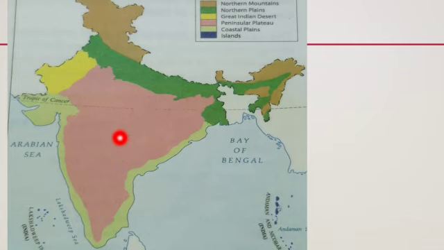This pink denotes the Peninsular Plateau. The plateau region is triangular in shape. It lies to the south of the northern plains and extends till Kanyakumari, the southernmost tip of the peninsula of India.